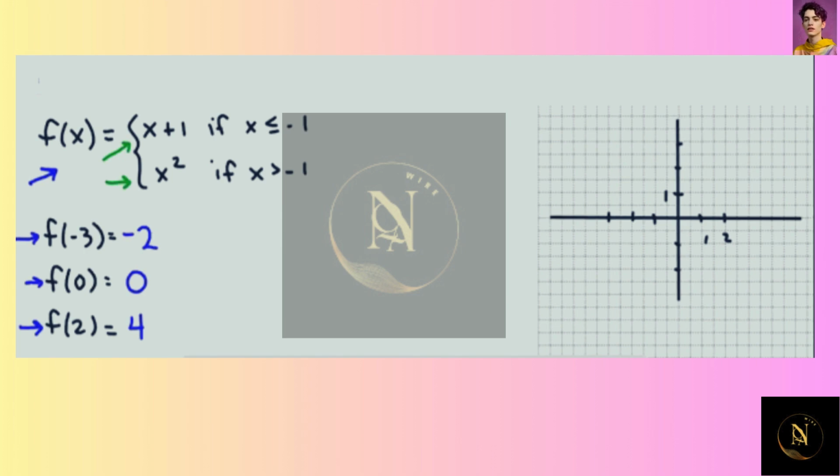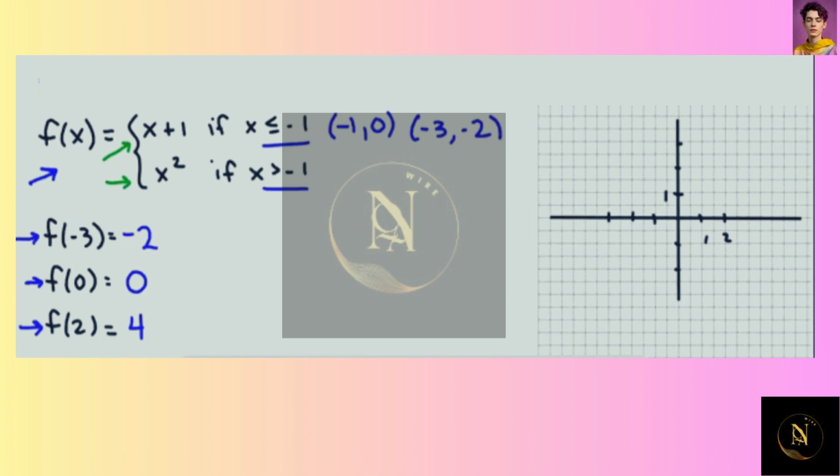Now I want to find the end point of each piece. I notice that the pieces both end at -1. So if x is -1, for the first piece, we would get a y coordinate of 0. So that's where that piece ends. And we already know another point on that piece would be -3, -2 from the work we did earlier.